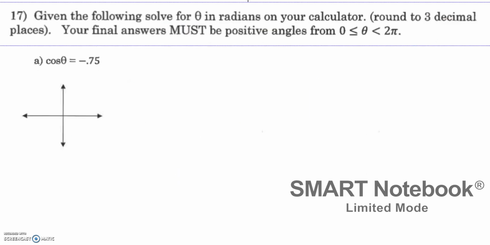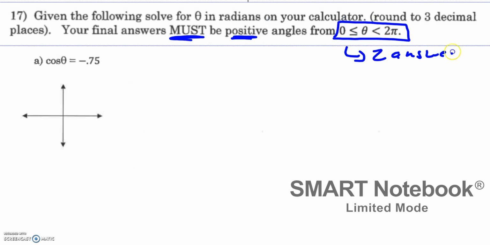All right, the last type of problems. Given the following, solve for theta in radians on your calculator, round to 3 decimal places. Your final answers must be positive, and it must go from 0 to 2 pi, which means, like earlier, I'm going to have 2 answers, and my answers are going to be in radians.